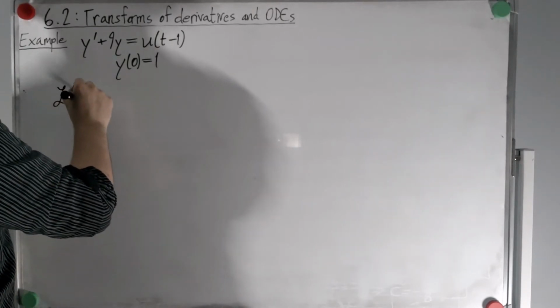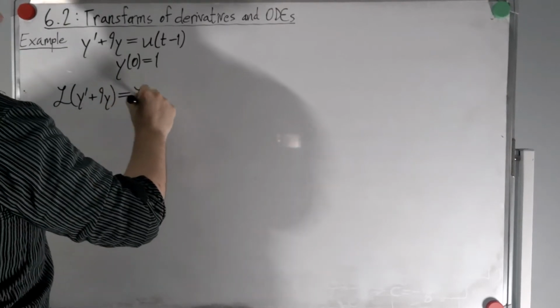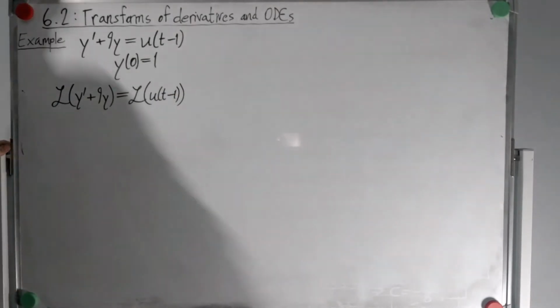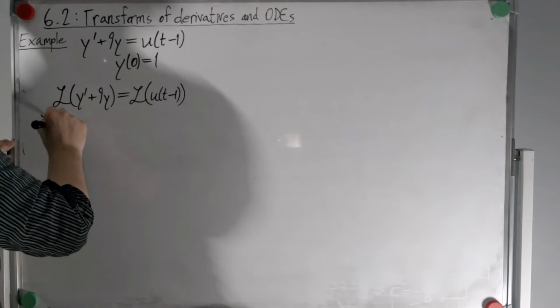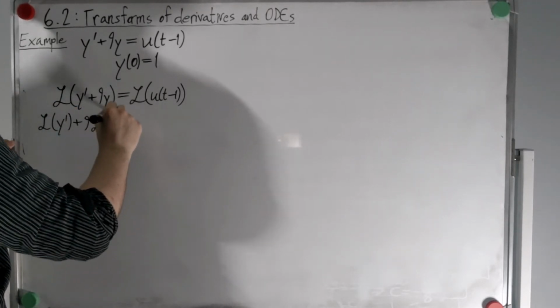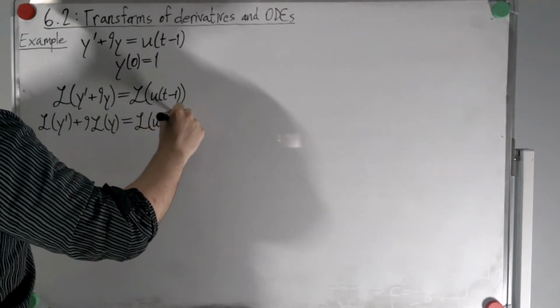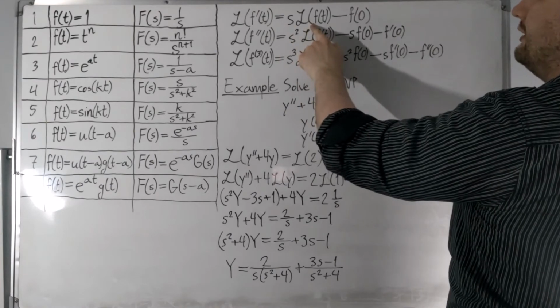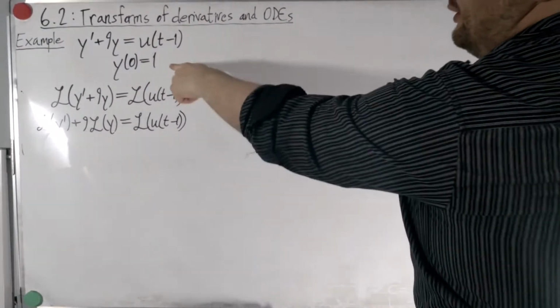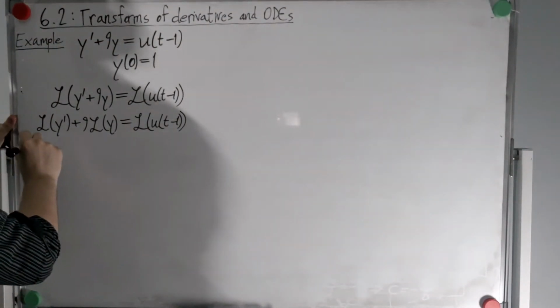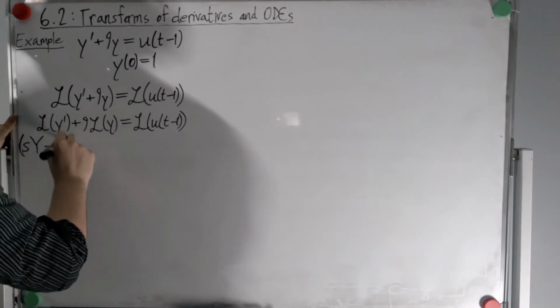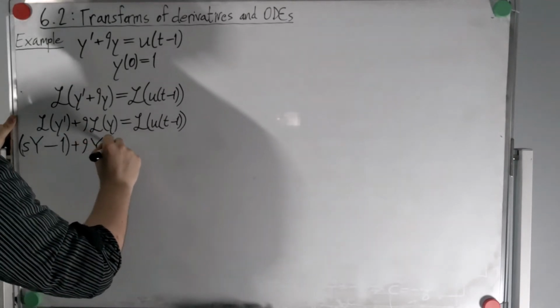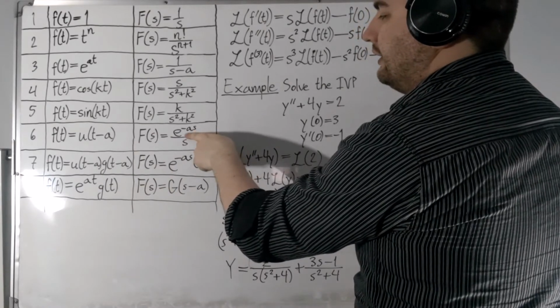So the Laplace transform of y' + 9y is the Laplace transform of u(t − 1). We have the Laplace transform of y' plus 9 times the Laplace transform of y equals the Laplace transform of u(t − 1), by linearity. Then the Laplace transform of y' is s times the Laplace transform of y minus y(0). y(0) is 1, so this is s times the Laplace transform of y minus 1, plus 9 times the Laplace transform of y, equals the Laplace transform of u(t − 1), which would be e^(−s) divided by s.